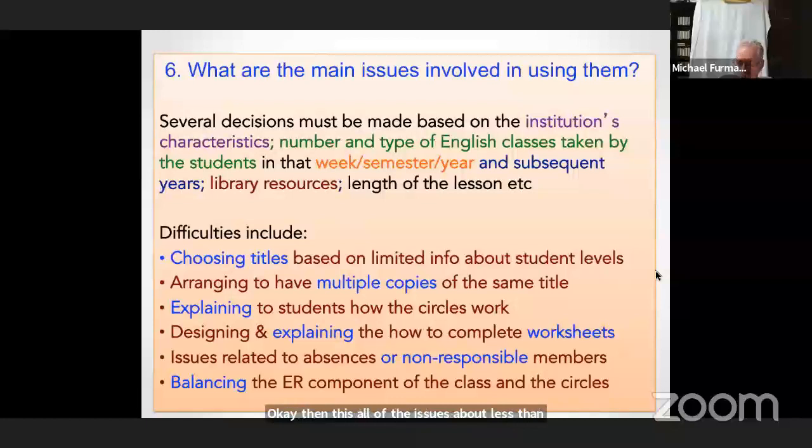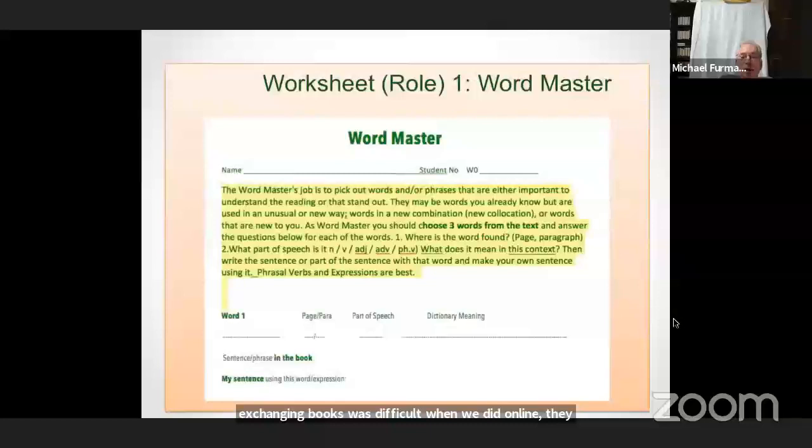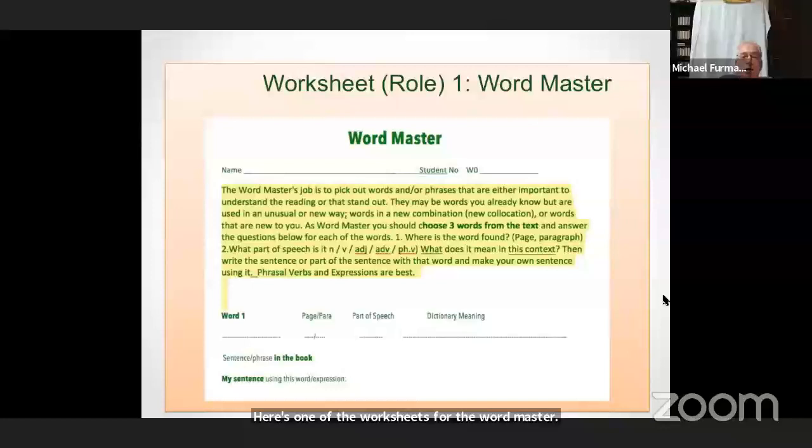Okay, then there's all of the issues about less than responsible students. Now, there's not a whole lot of time, so I'm going to go. This shows a system for how I do the rotation of the reading circles where they exchange books. Obviously, exchanging books was difficult when we did online. They had to send them to each other instead of giving them to each other in class. Here's one of the worksheets for the word master, it's self-explanatory. Okay, that's the word master.